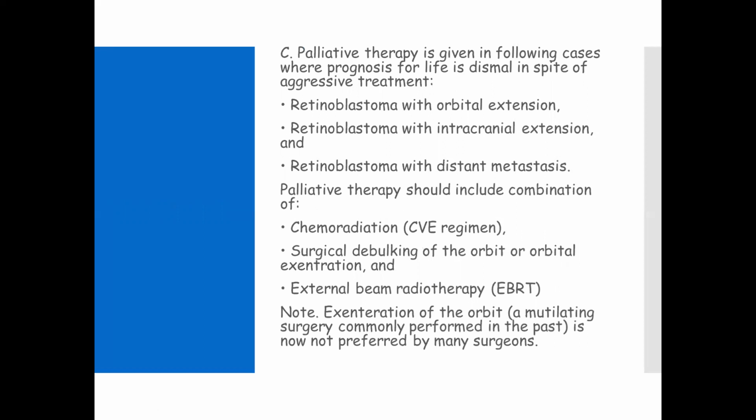Then we also have palliative therapy. So this is given where the prognosis for life is dismal in spite of aggressive treatment. So this can be retinoblastoma with orbital extension, retinoblastoma with intracranial extension, and retinoblastoma with distant metastasis. Palliative therapy should include a combination of chemoradiation, which is the CVE regimen, then surgical debulking of the orbit or orbital exenteration, and external beam radiotherapy. And one thing you need to take note of is that exenteration of the orbit is not preferred anymore. It used to be performed in the past, but now it's not preferred.